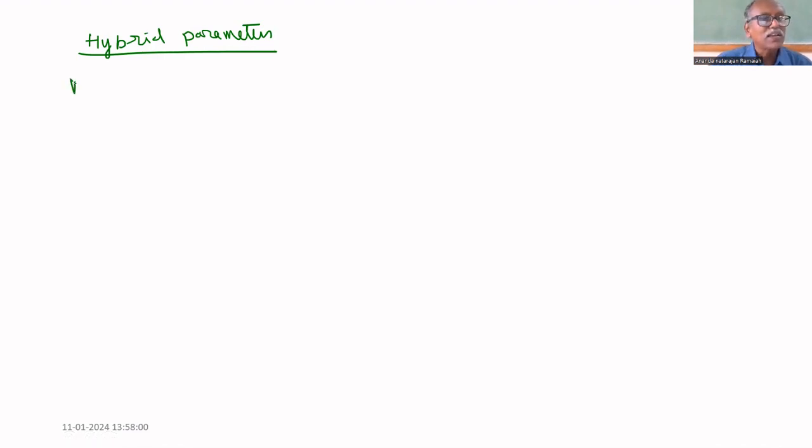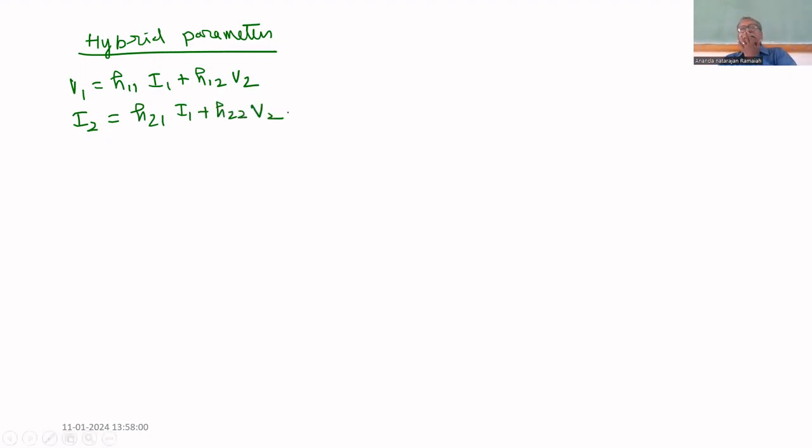V1 equal to H11 I1 plus H12 V2. Similarly, I2 equal to H21 I1 plus H22 V2. This is very much useful in analyzing amplifiers, these hybrid parameters. You might have seen this H parameter. Sometimes some parameters you will call it as H parameter because of this.